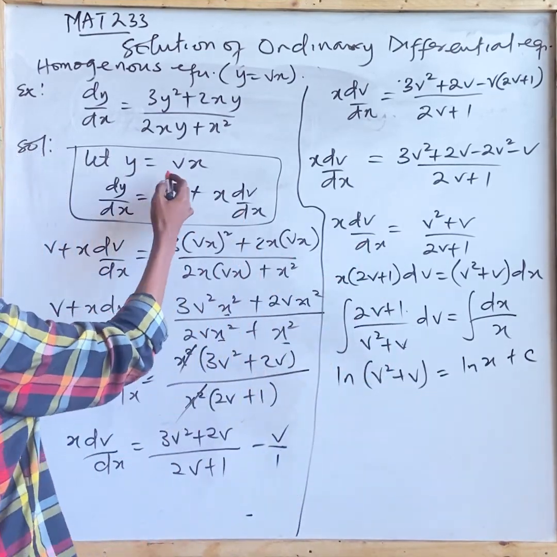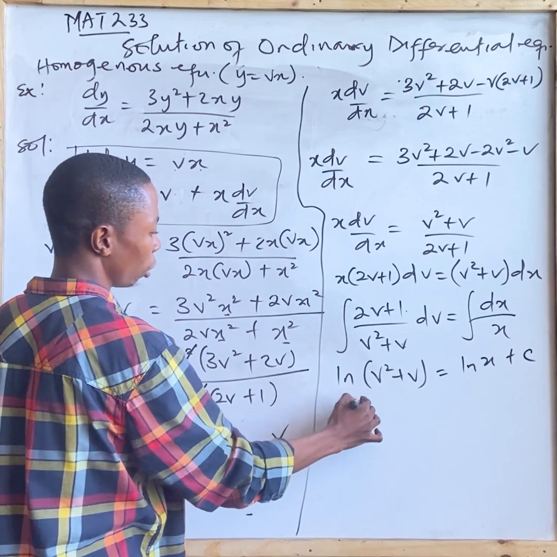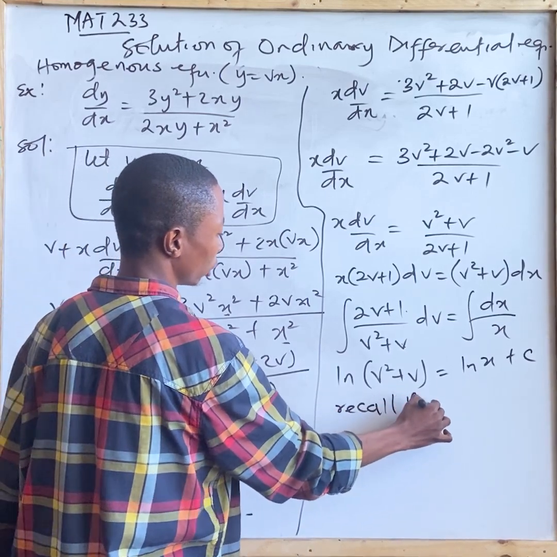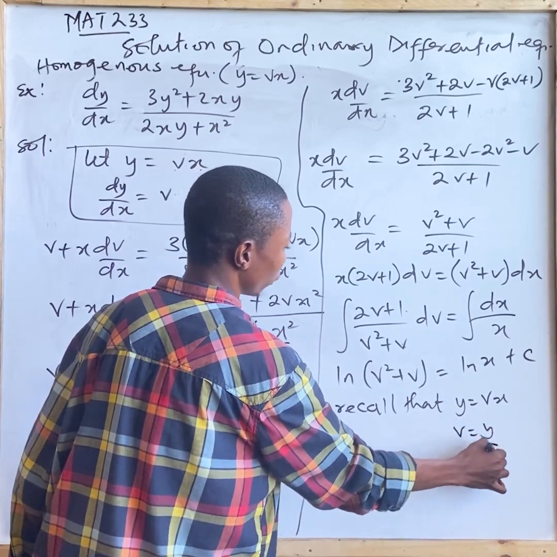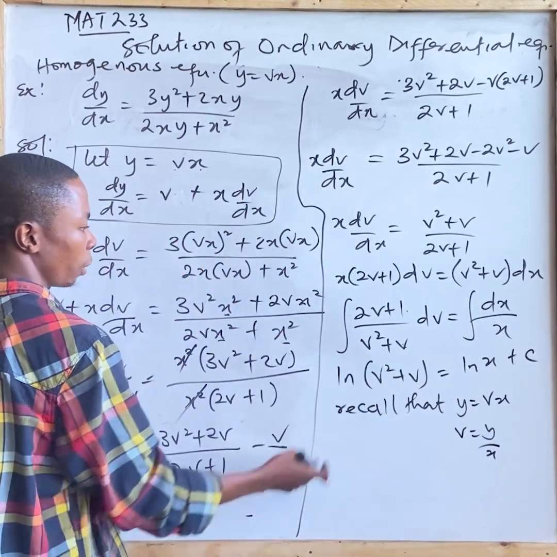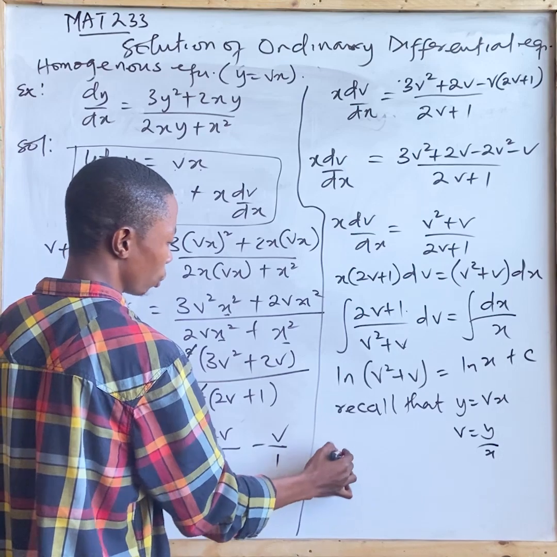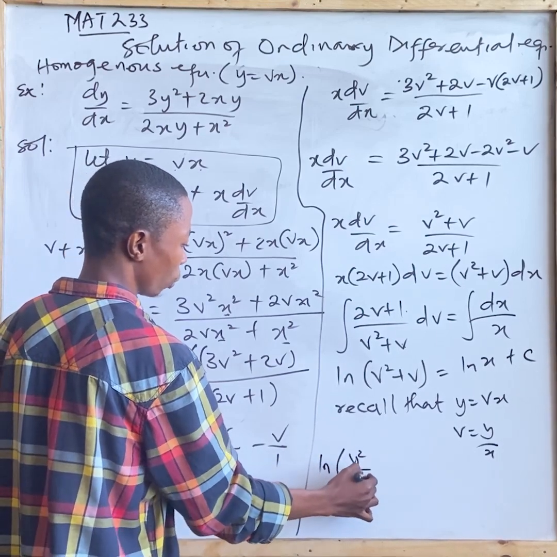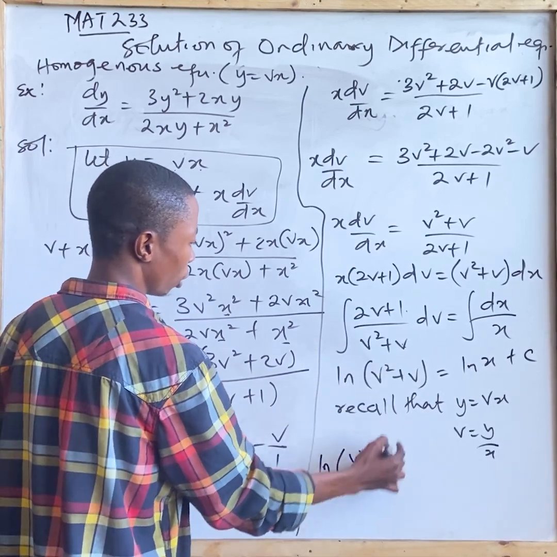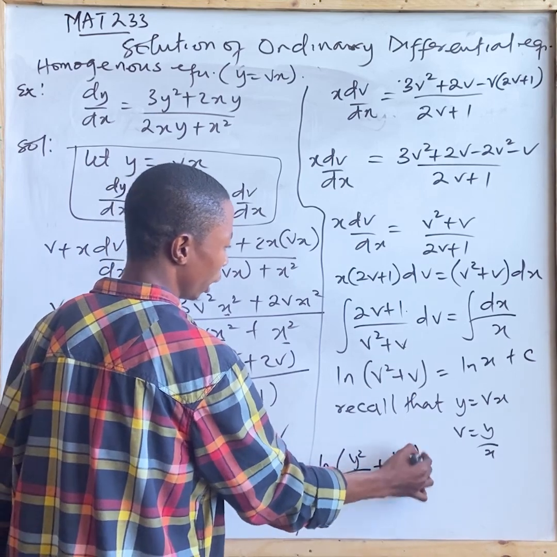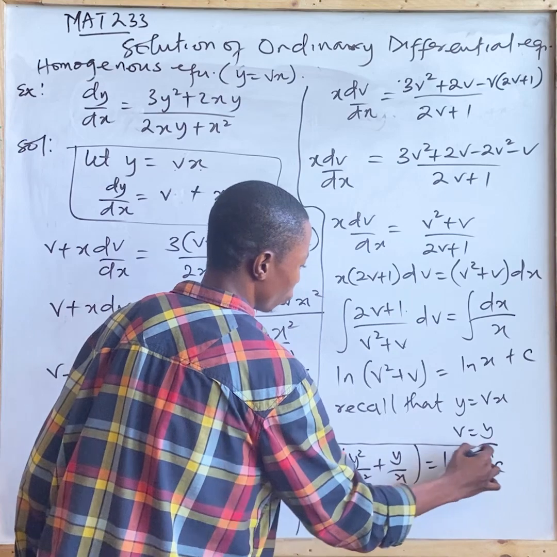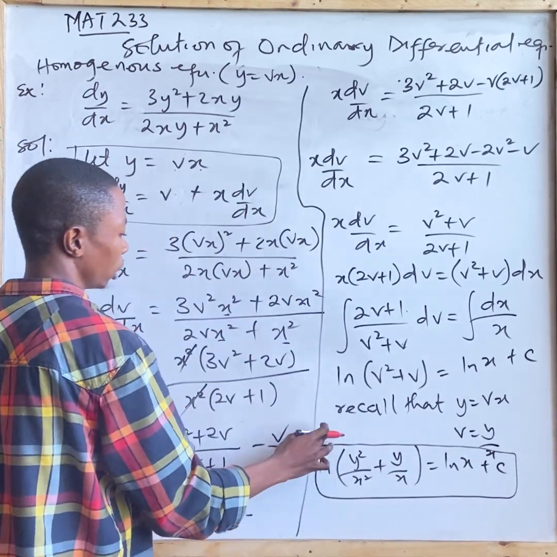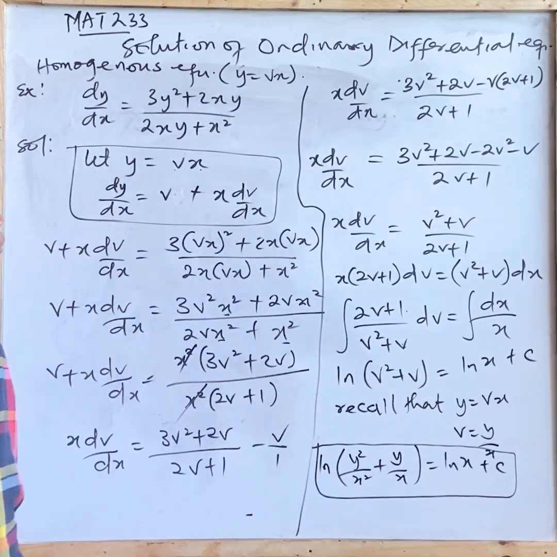So from here, recall that y equals vx, so v will be y over x. You just substitute v to be y over x back into your solution. So our final solution will be ln of y squared over x squared, because this is v squared, plus v, which is y over x, equals ln x plus c. So this is how our solution will be.